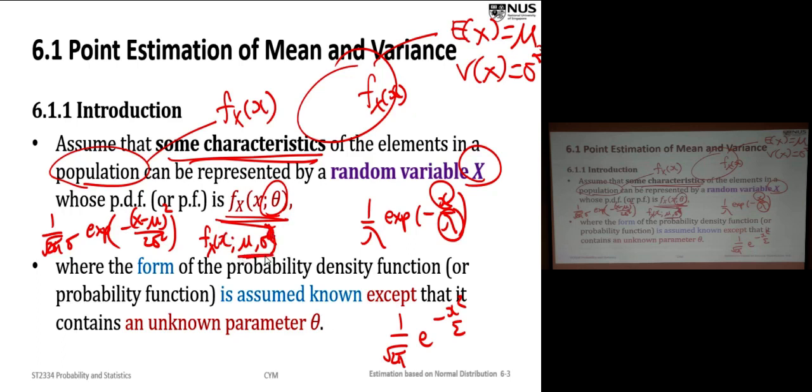These are the other terms in your PDF or probability function, but they are constants. Your probability density function involves only x, the value of the random variable. The others are just constants to identify the distribution. So these are called parameters. All right.